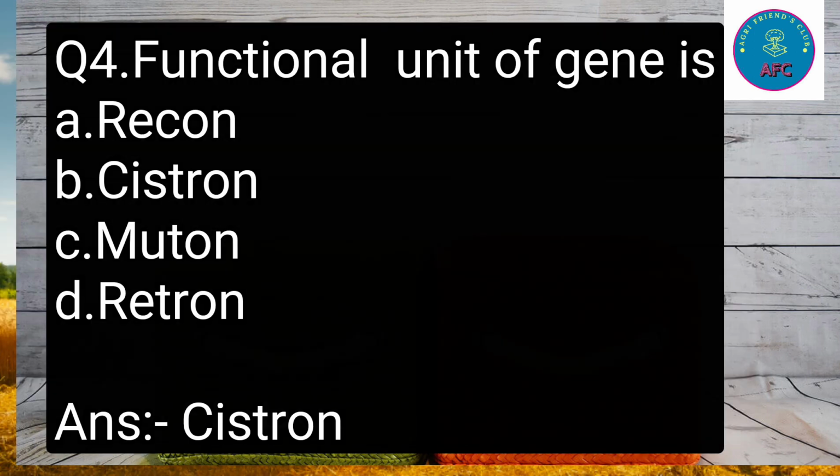Question number 4. What is the functional unit of a gene called? Options are recon, cistron, muton, and retron. The correct answer is cistron.